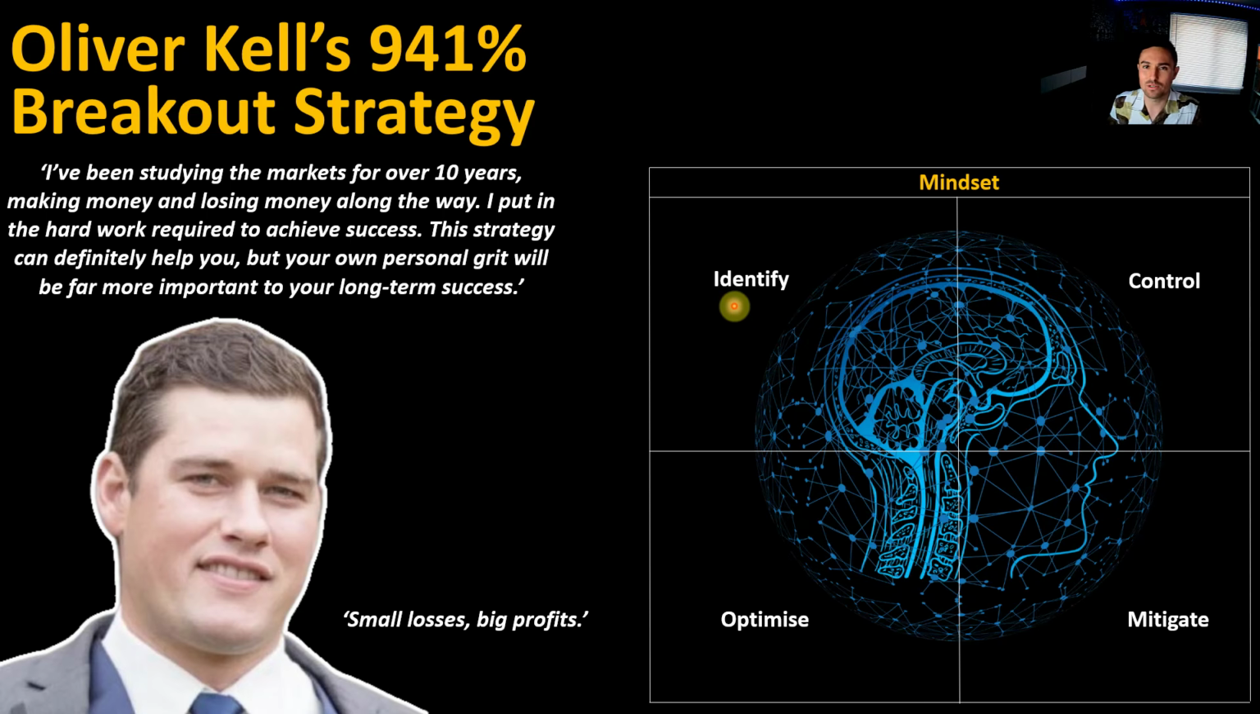Number 1, how does that person identify their setups? Number 2, how does that person initially control their risk when trading those setups? Number 3, how does that person mitigate the risk when trading those setups? And number 4, how does that person optimize the profit from those setups? That is what we're going to be doing with Oliver Kell's breakout strategy.